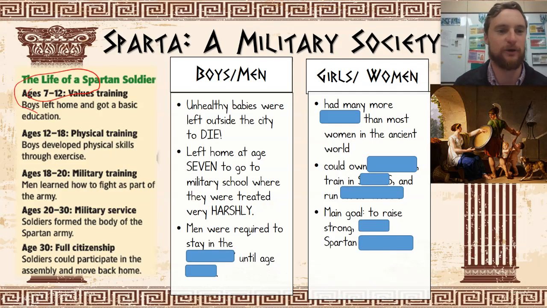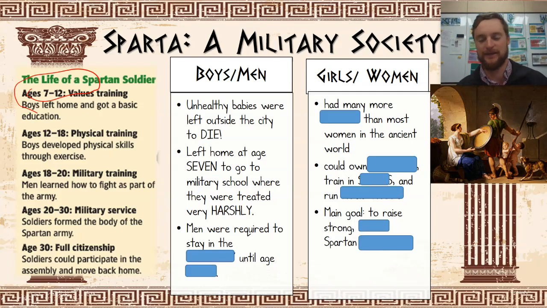The life of a Spartan soldier. So these right here would kind of have their age ranges. They had intense physical training around the age of 12 to 18, and then their military training is really going to start at age 20. At age 30, they're finally going to gain full citizenship. Soldiers could now participate in the assembly and move back home.